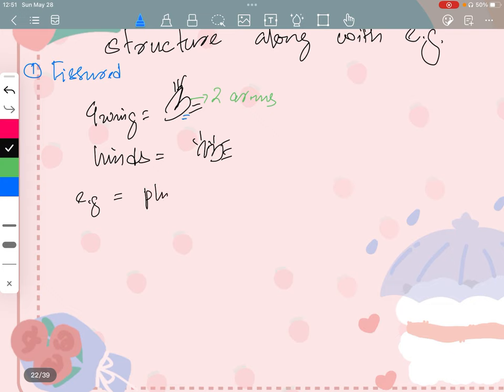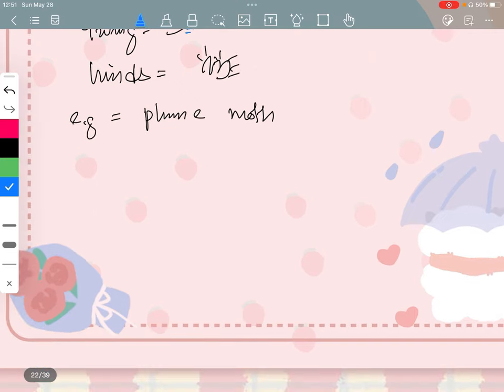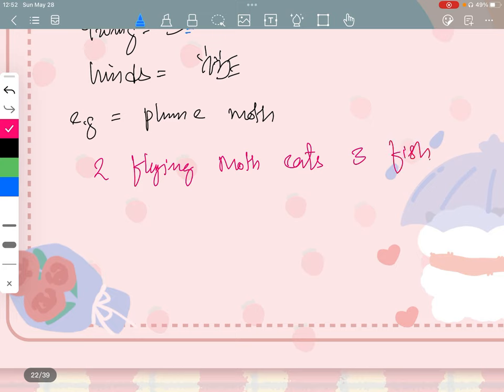So how do I remember this? Even if you remember it now without any tricks, you'll forget later on. So here I have made a sentence: two flying moth eats three fish. So like we have two flying moths which eat three fish.